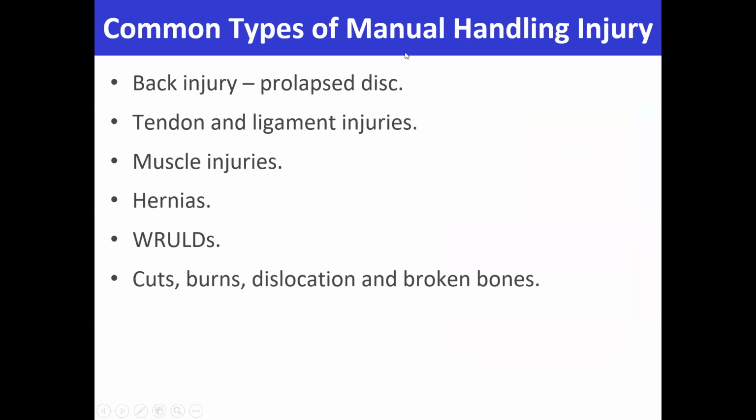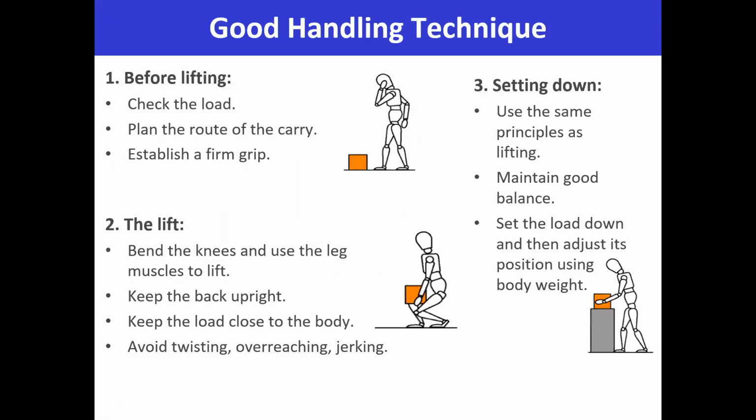What are the common types of injuries that happen because of manual handling? You can get back injury. You can have a prolapsed disc. Your spinal cord consists of small bones which are called discs. So if you have a prolapsed disc, that can be very painful. Tendon and ligament injuries, muscle injuries, hernias, WRULDs, work-related upper limb disorders, cuts, burns, dislocations, and broken bones.